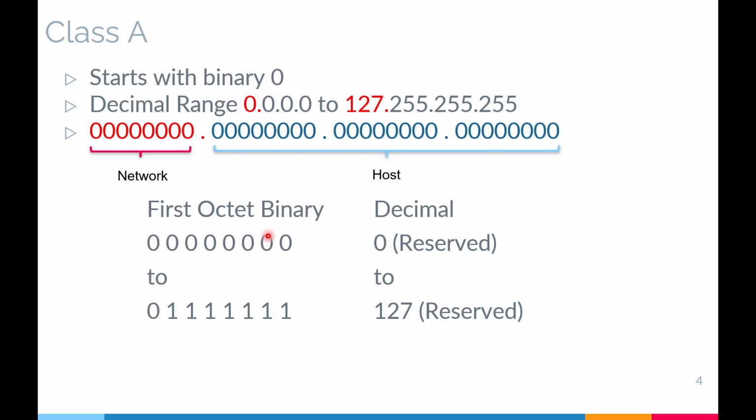So plain conversion to decimal is 0 and the conversion of ending address to decimal is 127, which means that the first octet can start from 0 and end at 127. Now if you observe, this part is reserved and this part is also reserved, which means that an IP address 0.0.0.0 is reserved. All right. And also any IP address starting from the series of 127 is also reserved.